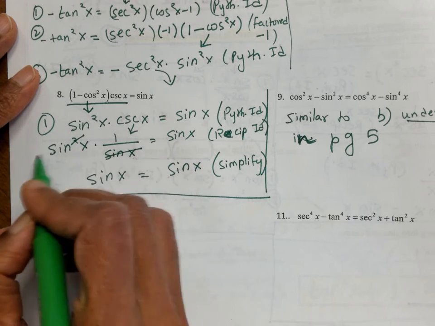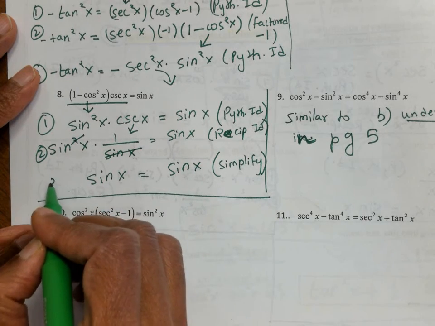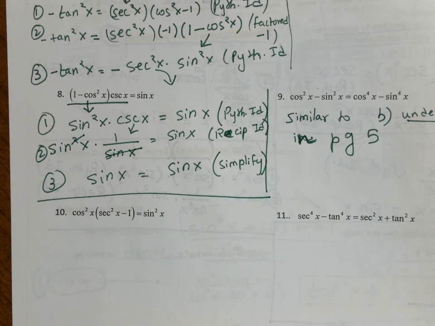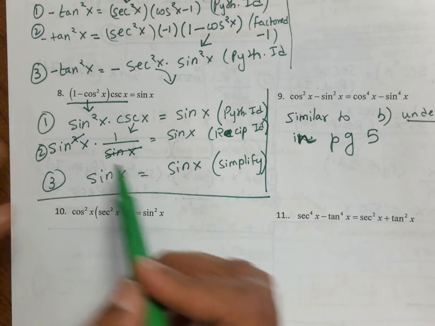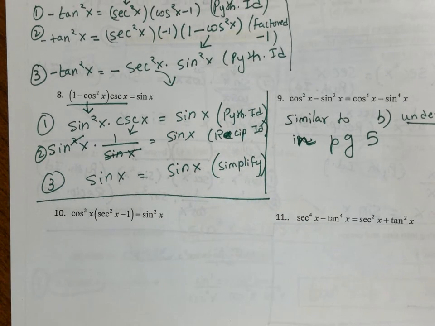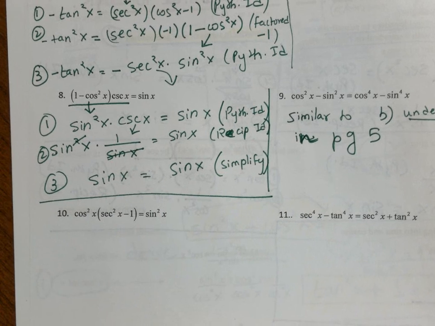So in step 1, step 2, and step 3: step 1 was Pythagorean ID, step 2 was reciprocal ID, and step 3 was just simplifying to get my final answer.